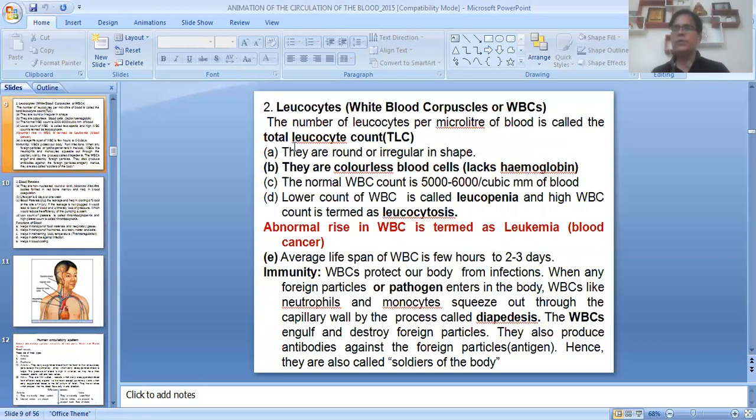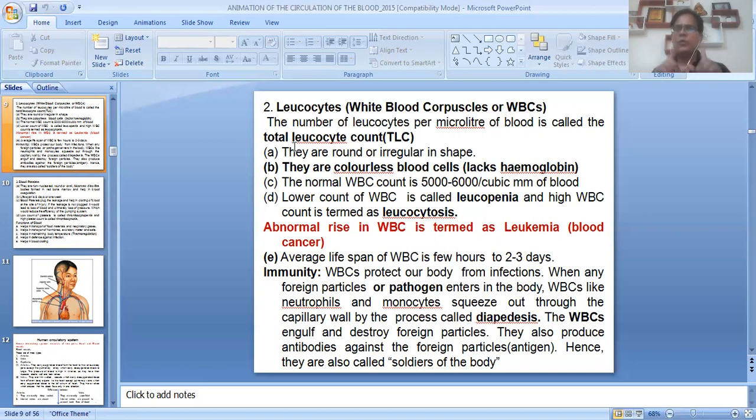Now I told you about RBC, and erythropoiesis, the formation of RBC. Now I'm telling you about leukocytes. What are leukocytes? White blood corpuscles, or WBC. The number of leukocytes per microliter of blood is called the total leukocyte count.